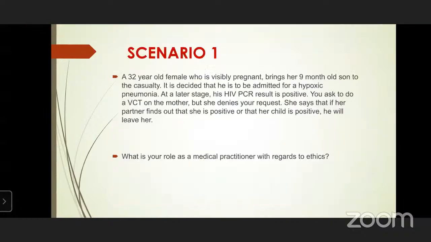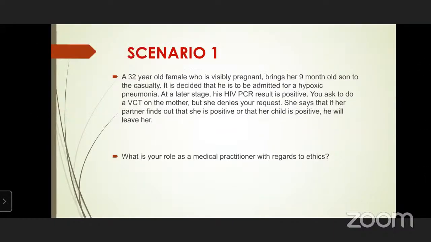Okay. So we started off with a little bit of a scenario because we believe when it comes to ethics, it's very well to know the principles and to know the goals, but it's more important to apply it into practice. So this scenario involves a 32-year-old female who you can see is visibly pregnant. She brings her 9-month-old son to the casualty. It is decided that he's to be admitted for a hypoxic pneumonia. At a later stage, his HIV PCR result comes back as positive.